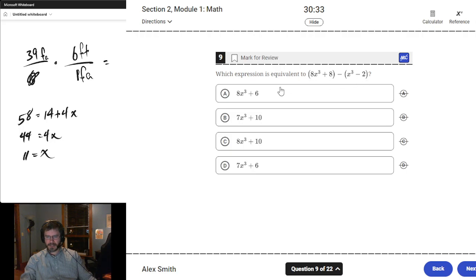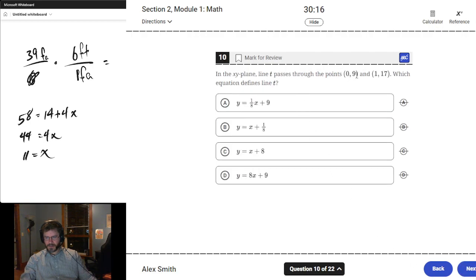Combining like terms is non-equivalent or non-linear equivalence. For those who are looking for things in the question bank, you got to remember to distribute the negative. So that's going to be 8 minus -2, which is going to give us 10 there.